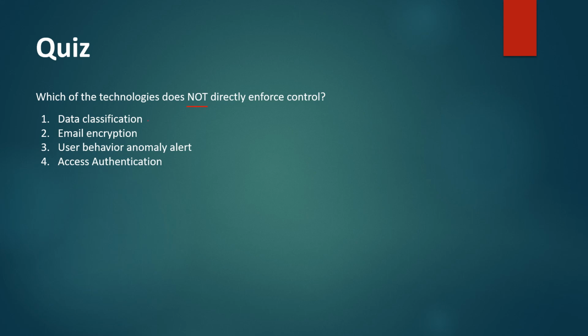Yes, the answer is data classification, because when you classify the data, that is, you link the category to the data, it doesn't trigger any control enforcement action. Email encryption changes your email content from plain text to crypto text. With a user behavior anomaly alert, there's an alert raised, so there will be follow-up actions, or at least an event is noted. And with access authentication, access is passed or not passed, so definitely there will be control there.